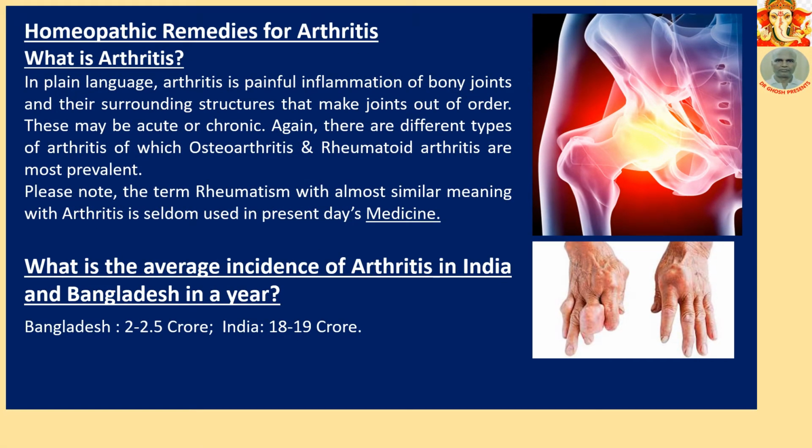Homeopathic remedies for arthritis. What is arthritis? In plain language, arthritis is painful inflammation of bony joints and their surrounding structures that make joints out of order. This may be acute or chronic. Again, there are different types of arthritis, of which osteoarthritis and rheumatoid arthritis are most prevalent. Please note, the term rheumatism, with almost similar meaning with arthritis, is seldom used in present day's medicine.